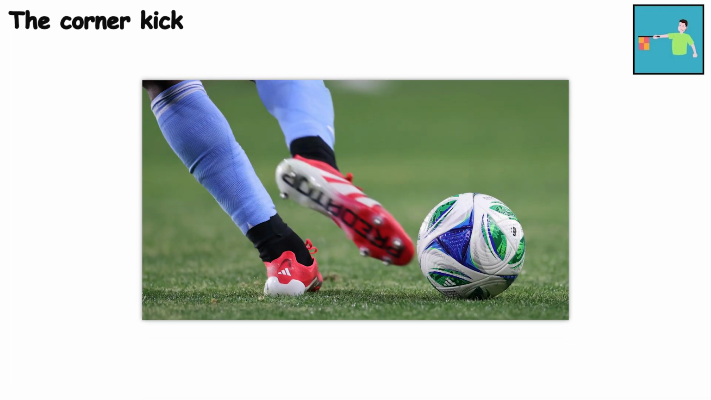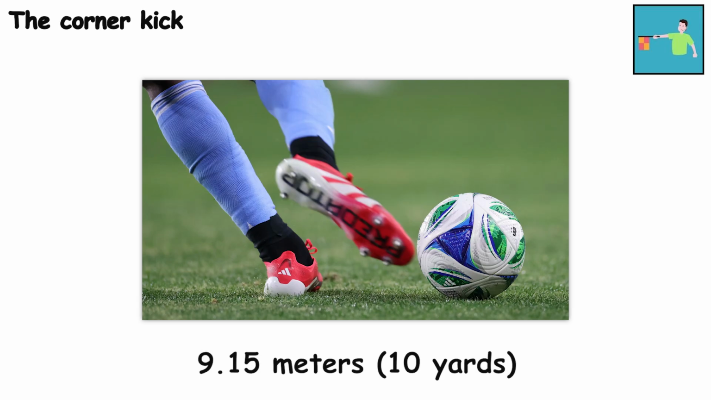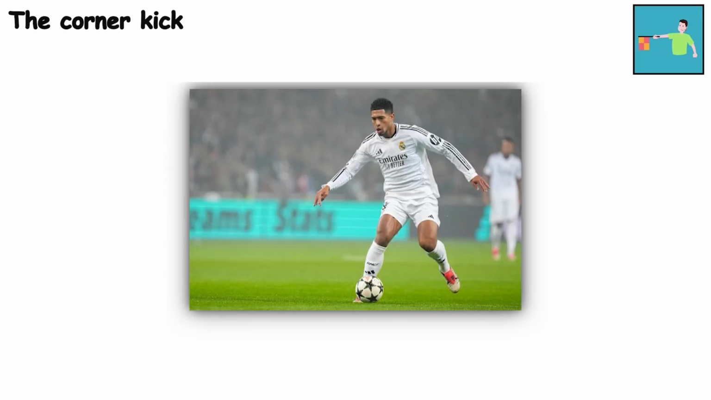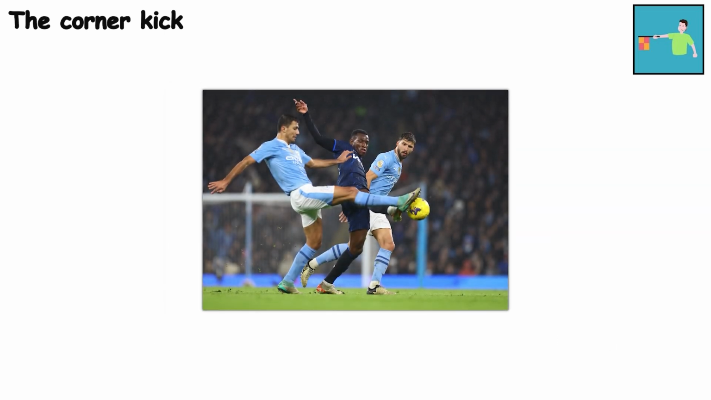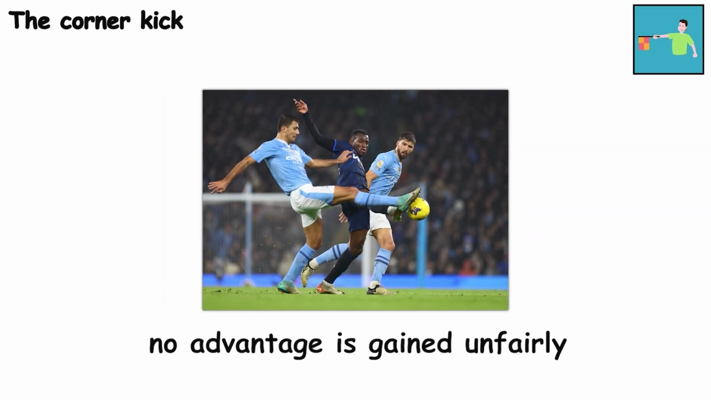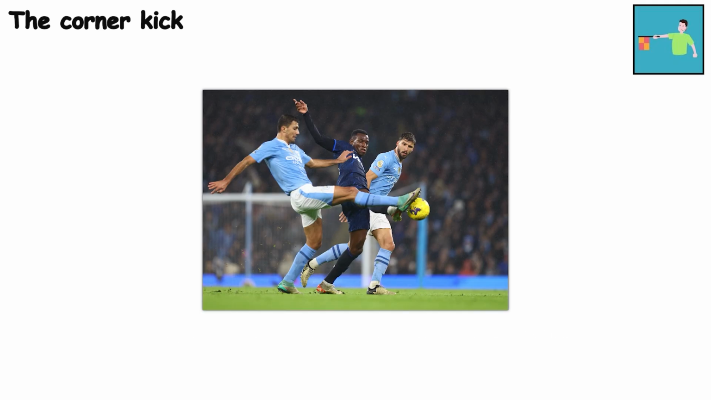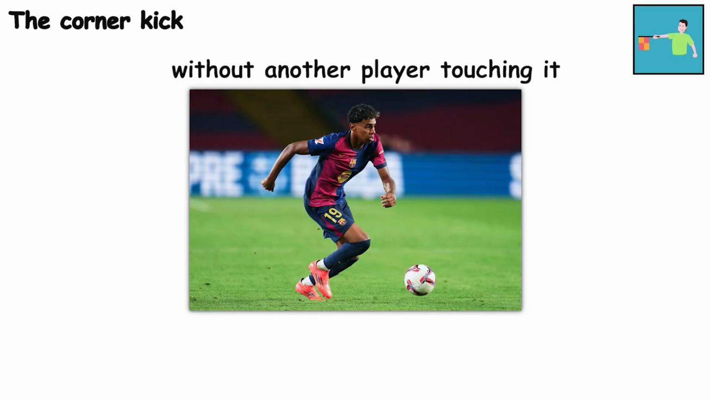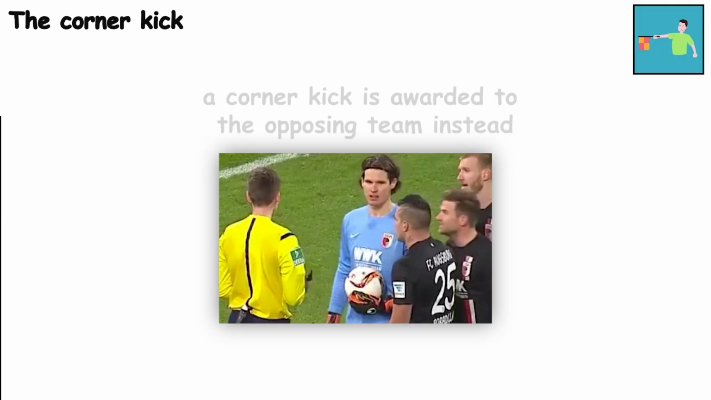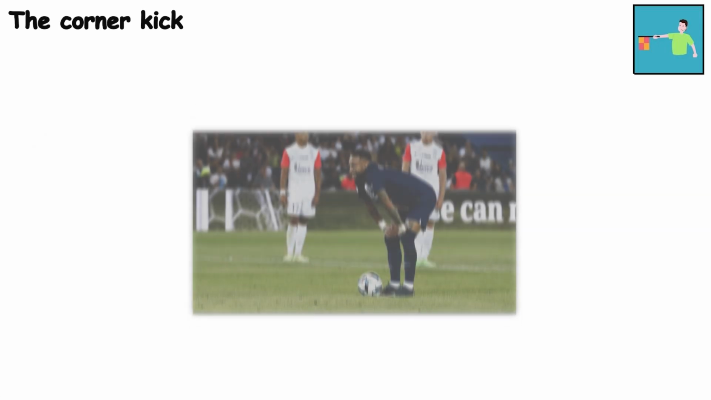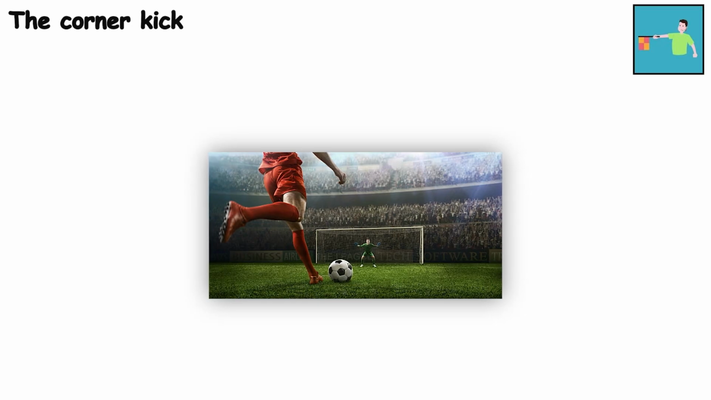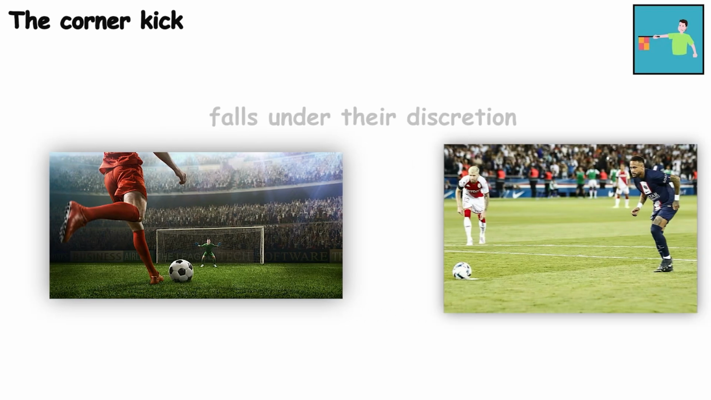All defending players must stay at least 9.15 meters, 10 yards, from the corner arc until the ball is in play. If a quick corner is taken before opponents are ready, the corner is valid as long as no advantage is gained unfairly. A goal may be scored directly from a corner kick without another player touching it. If the ball goes directly into the kicker's own goal, a corner kick is awarded to the opposing team instead. If the corner is not taken properly by taking too many steps, not placing the ball correctly, or kicking before it is stationary, the referee may require a retake. Deciding whether to allow a quick corner or enforce distance falls under their discretion.